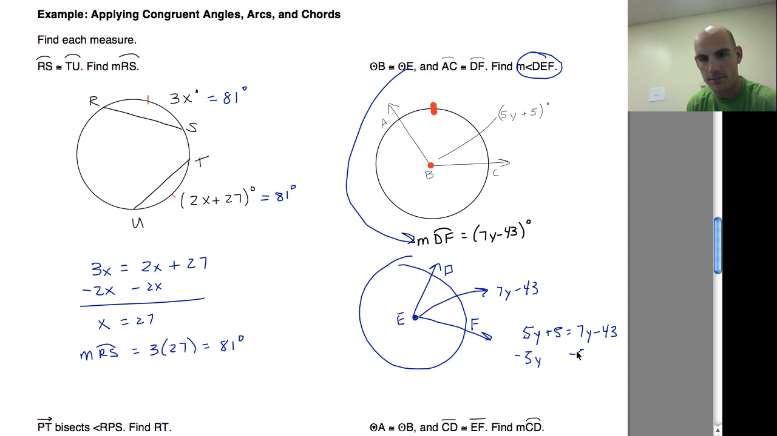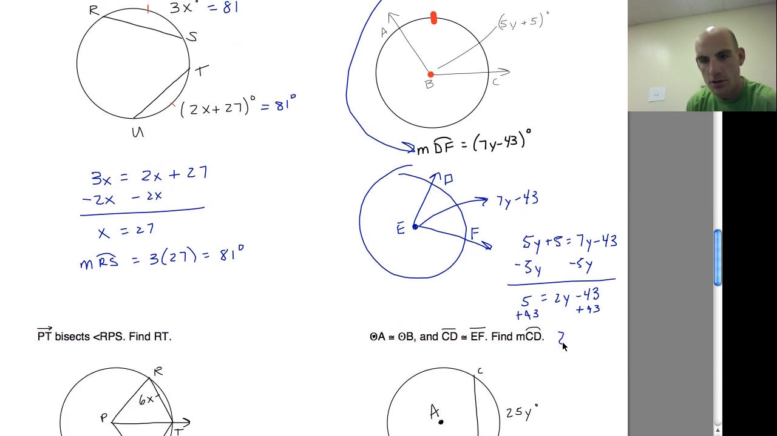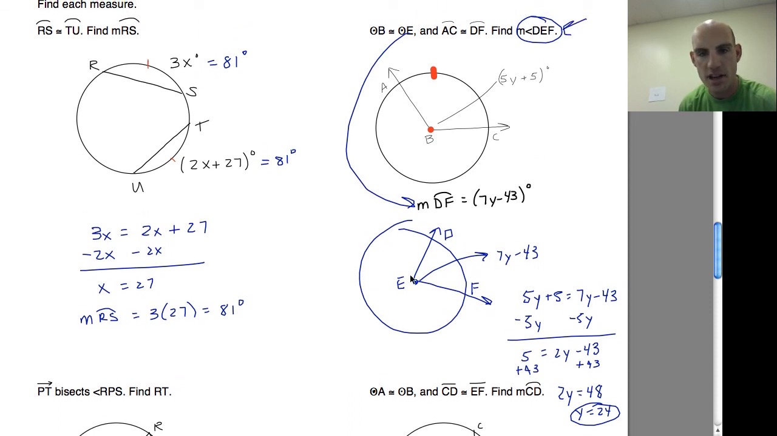I'll subtract 5y from both sides, so I end up with 5 equals 2y minus 43. Conveniently, this is subtracted, so I can just add it. I'm going to run out of space, so I'm going to scroll up just a little bit. 2y equals 48, so y is equal to 24. That's not really what I want. I want the measure of angle DEF. DEF is 7y minus 43, so 7 times 24 minus 43. 140 plus 28 is 168, minus 43 equals 125 degrees.